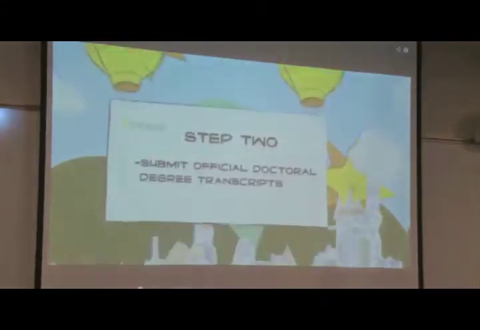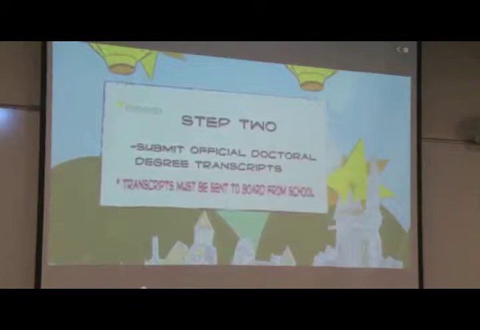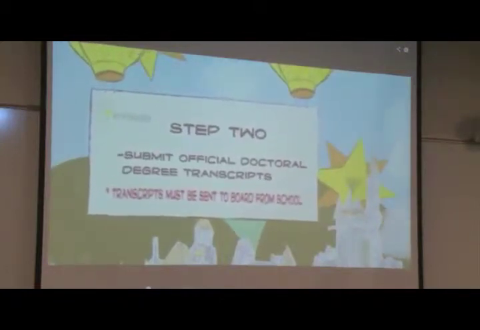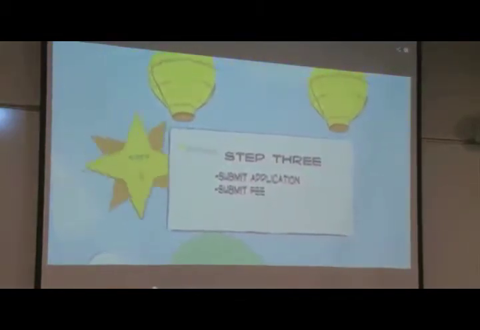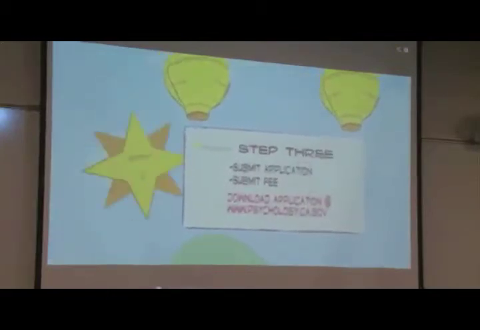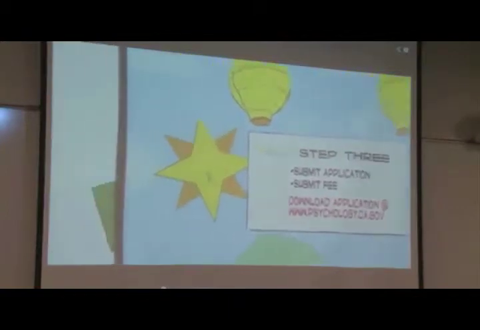Step 2, submit official doctoral degree transcripts. Official doctoral degree transcripts must be sent directly to the board by the academic institution. Step 3, submit application and fee. To apply, you must download the application for licensure as a psychologist from the board's website, psychology.ca.gov. Complete the entire application and submit it to the board with a $40 application fee.